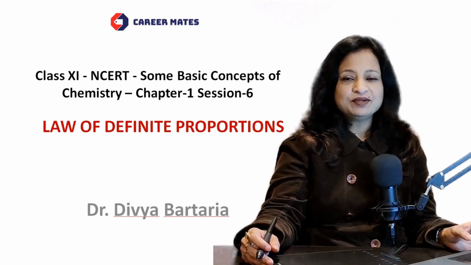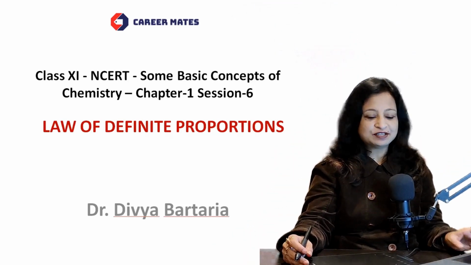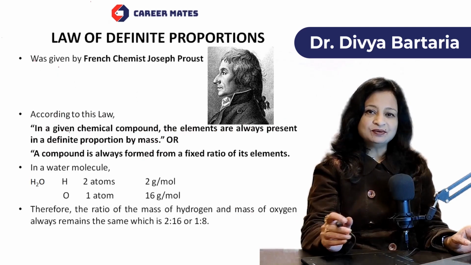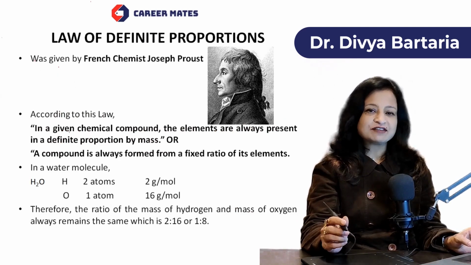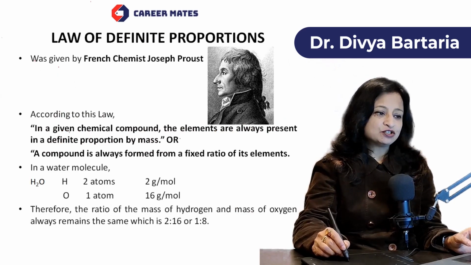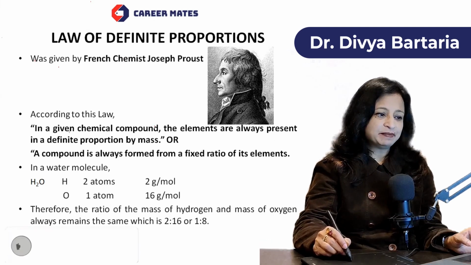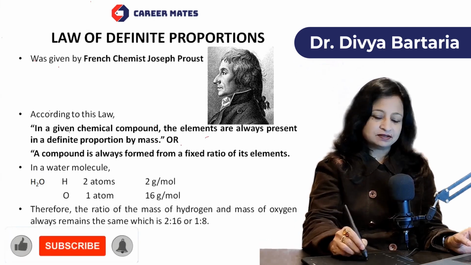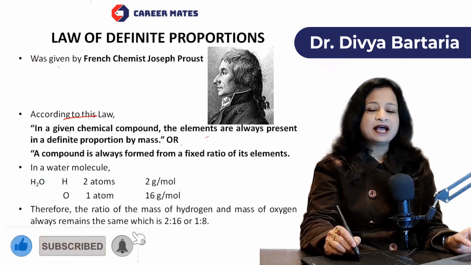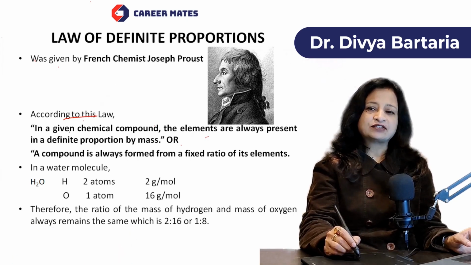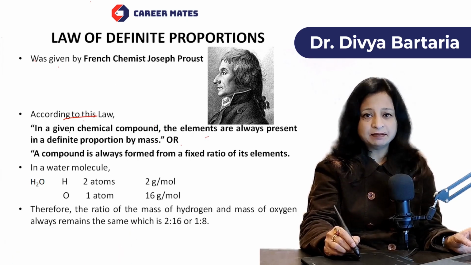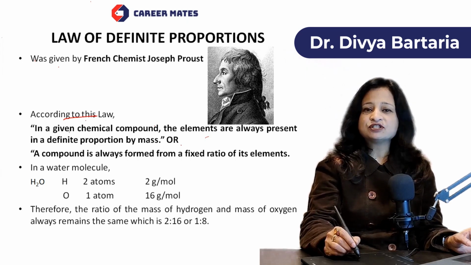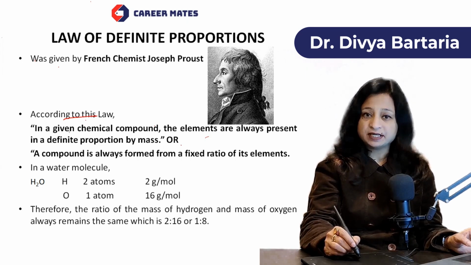Everyone. Today we are going to start Law of Definite Proportions. So, Law of Definite Proportions was given by French chemist Joseph Proust. Here you can see the picture of this chemist Joseph Proust. And Joseph Proust was actually performing an experiment in the lab. Inside the lab, he was just trying to synthesize copper carbonate.